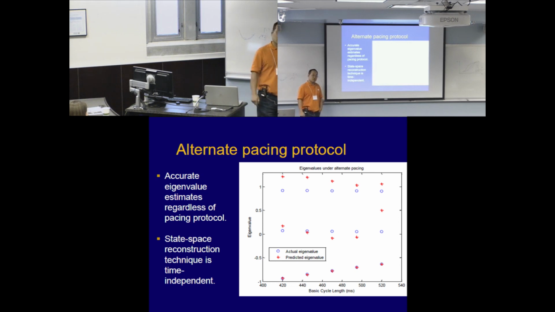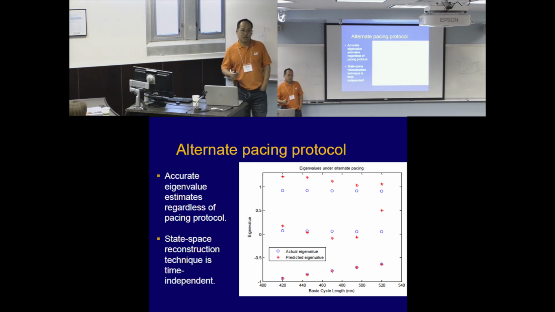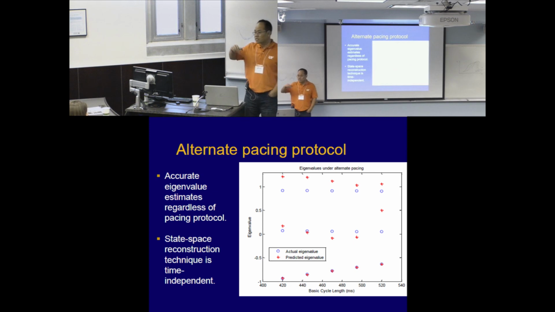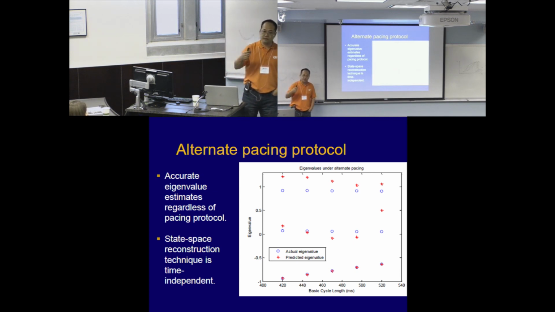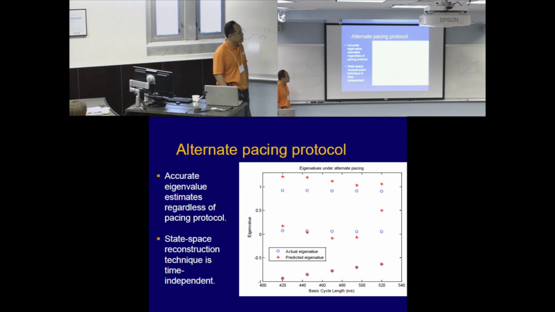So we hope to be able to apply this technique to real experiments, or maybe to human ECG, right? So consider ECG is some kind of random pacing, because the pacemaker cell has random variation from beat to beat.